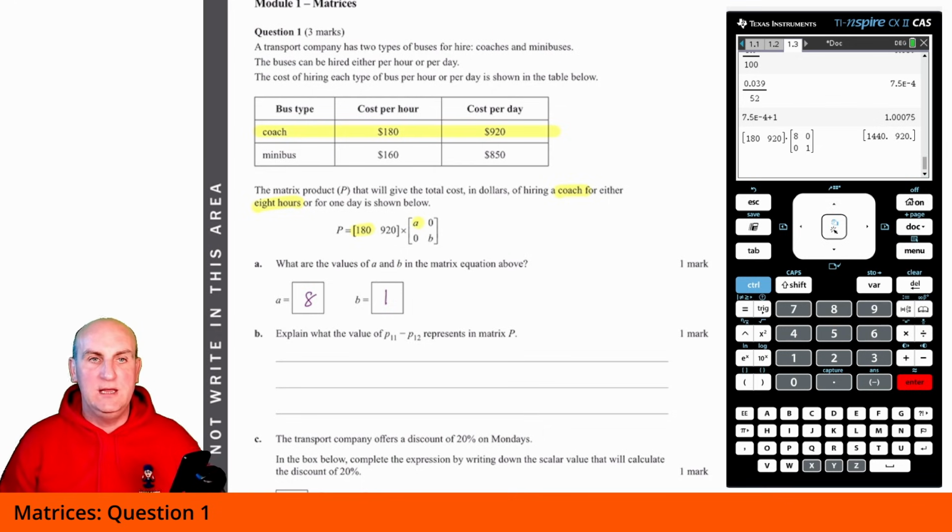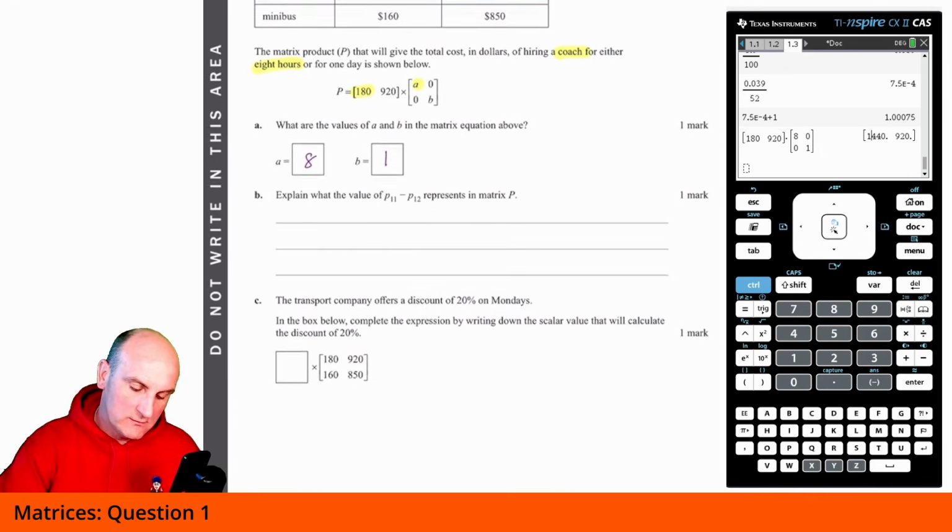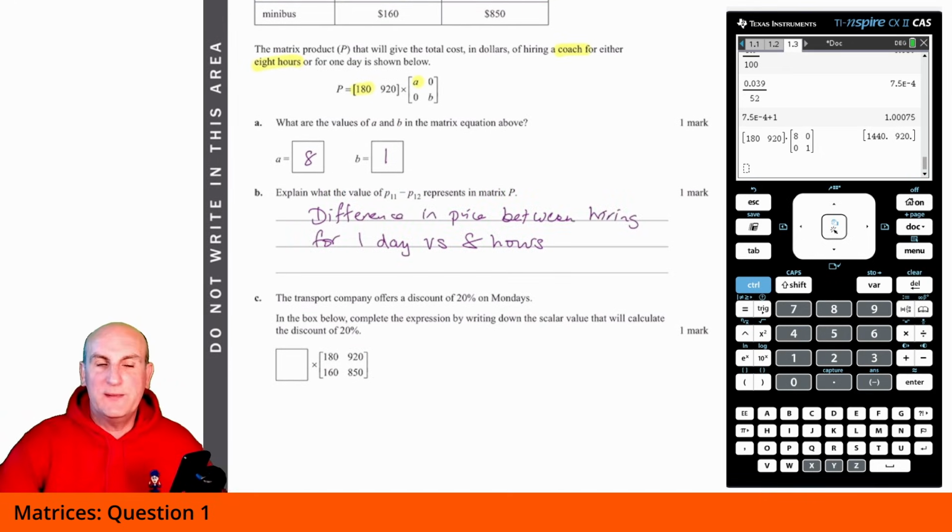Explain what the value of P11 minus P12 is. Well, there's P11, and there's P12. And that's going to be the difference in price between hiring it for 8 hours versus 1 day. So I'm just going to write here difference. Right, so something along those lines that sort of tells the examiner that you understand.